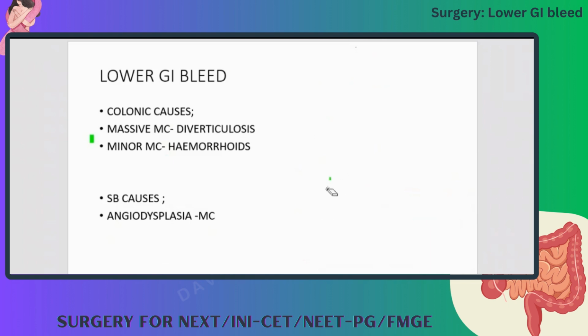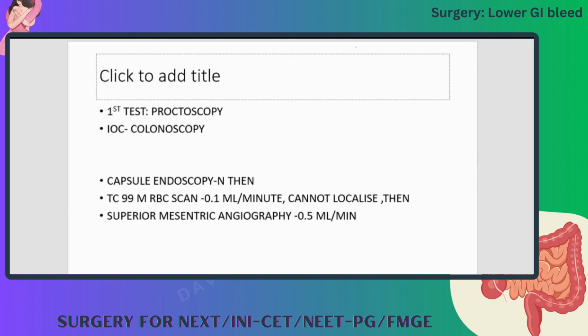So, a patient comes with hematochezia to your OPD. You are sitting in your OPD. A patient comes with lower GI bleed: Sir, I have passed blood in my motion. What will you do immediately? Proctoscopy. Very good. So, the first test is to do a proctoscopy.